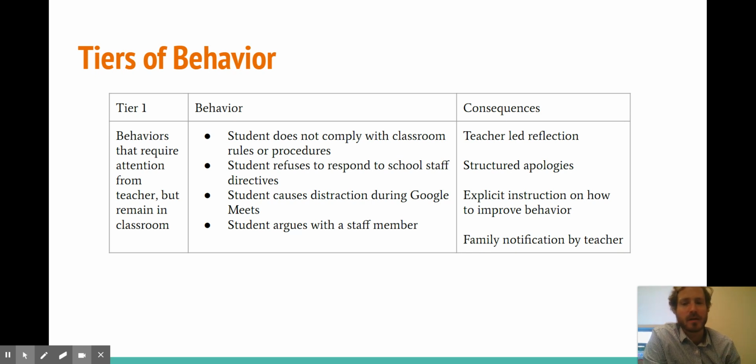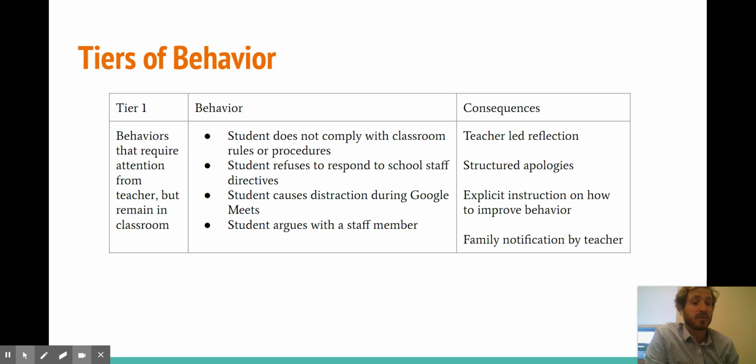So this might be where you're just simply not complying or not agreeing with basic classroom rules or procedures. You might refuse to respond to a school staff directive. You might cause a distraction in a Google Meet or in a classroom, or you might argue with a staff member. What could be some of those consequences?